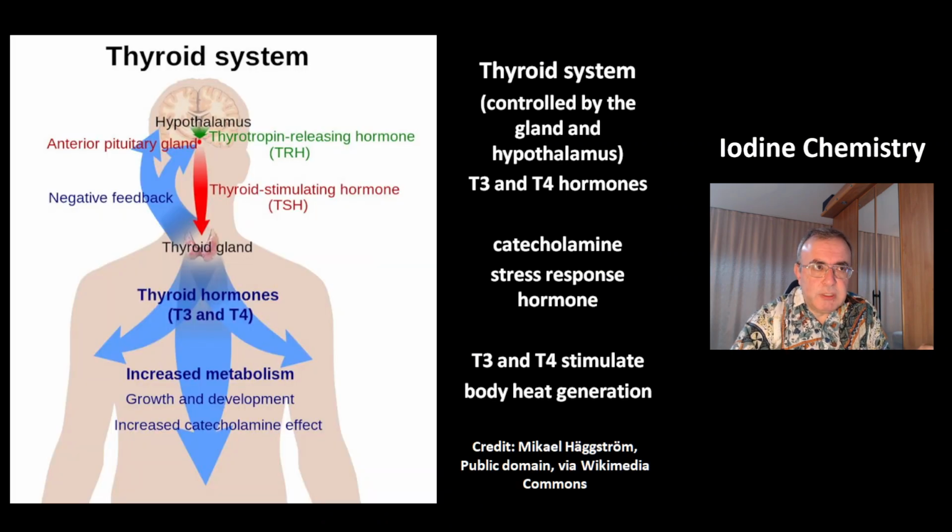This is how the thyroid system works. It is controlled by the gland and the hypothalamus in the brain. And these two hormones, T3 and T4, play an important role. They control the metabolism, the growth, development, but also stimulate body heat generation. And catecholamines are stress response hormones. And you can see in the picture, this is a feedback system controlled by the thyroid gland and by the hypothalamus.